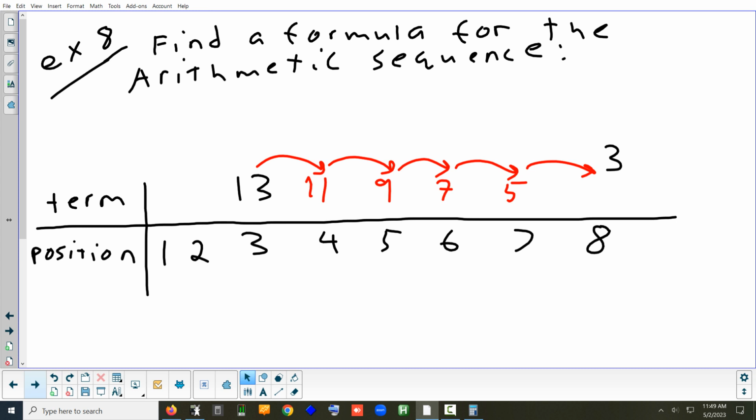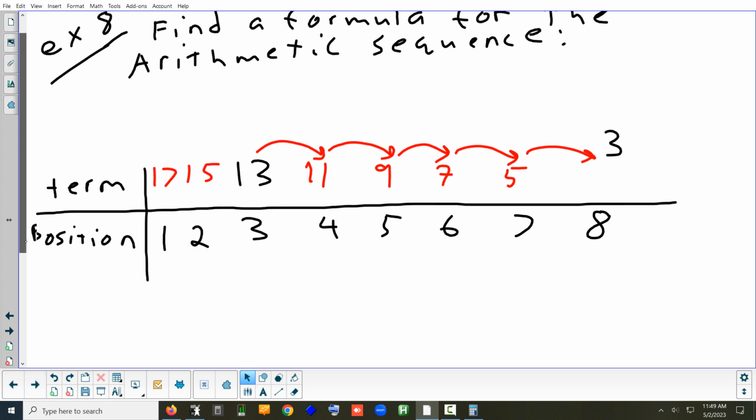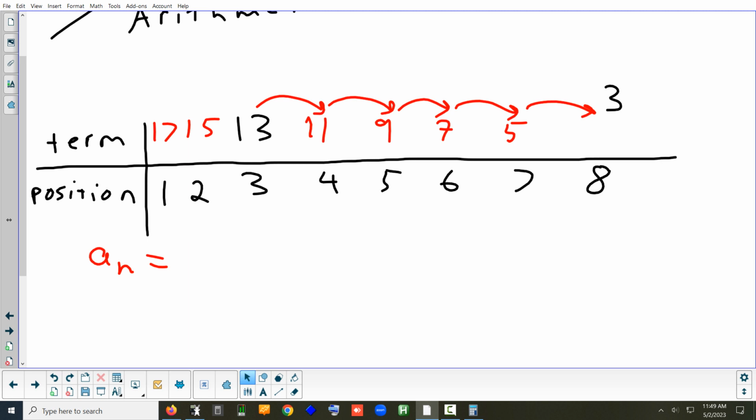So to write an arithmetic formula, we need the first term. Well, let's just work backwards. So what's the second term? 15. And the first term? 17. Okay. So what would be my formula? We can write it how we would first, and then we'll simplify. 17 plus n minus 1 times 2. Times 2. So what's that going to give me? 2n. Yep. Plus 15.